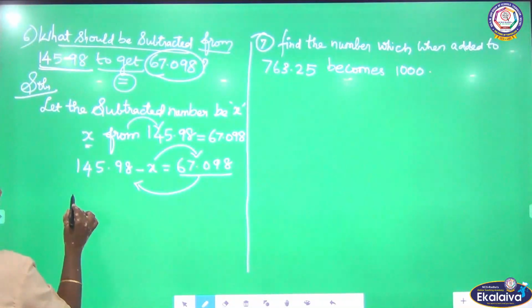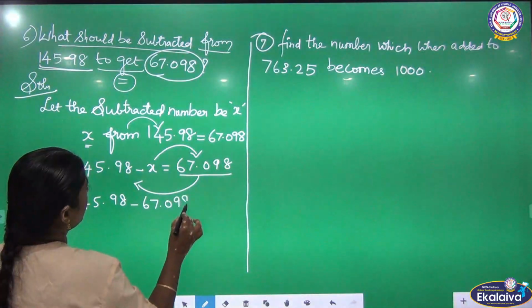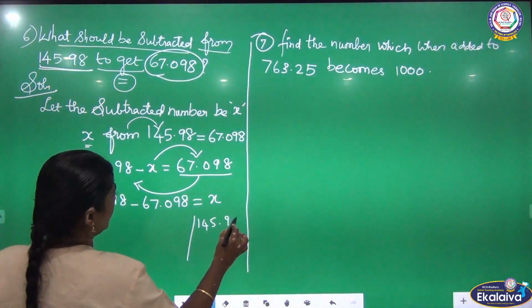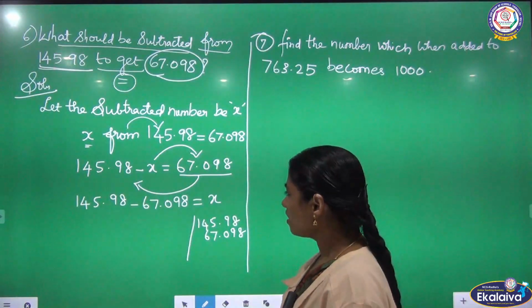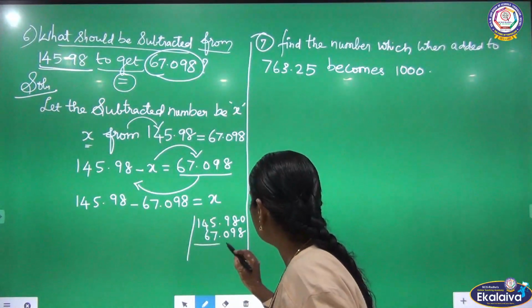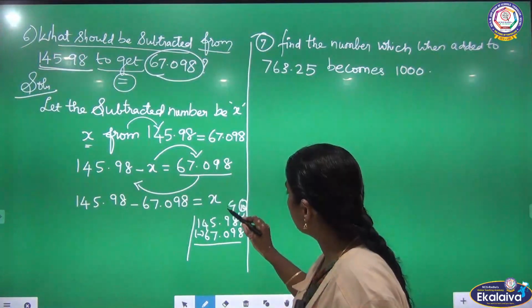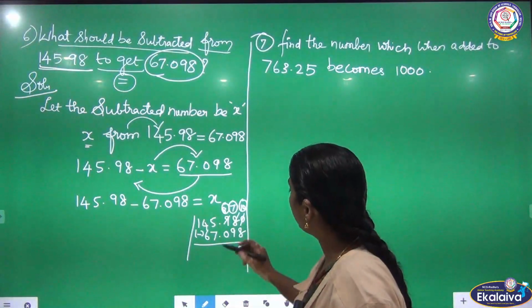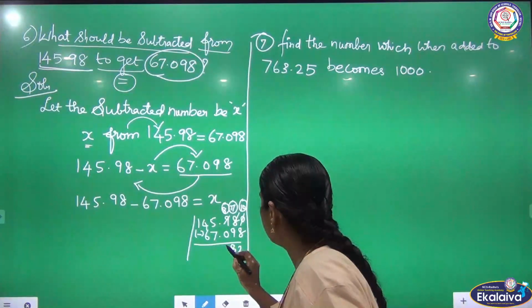Got it? Now listen, 145.98 minus 67.098 is equal to x. Now I can subtract this, okay? Let me subtract this, children. Here I am going to change it into like decimals, so for that I am adding a zero here. Now how can I subtract this? Borrow from here. So this becomes 10 and this becomes 7. 10 minus 8 is 2. Now 7 minus 9, I cannot subtract. So this becomes 8 and this becomes 17. 17 minus 9 is 8. Again 8 minus 0, 8.